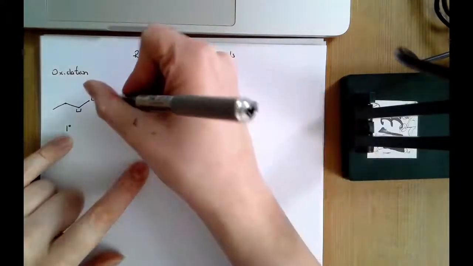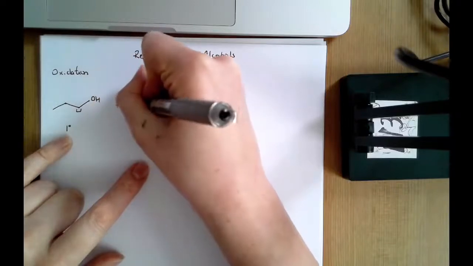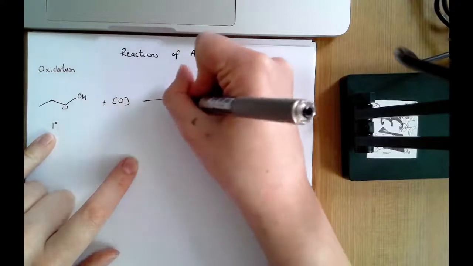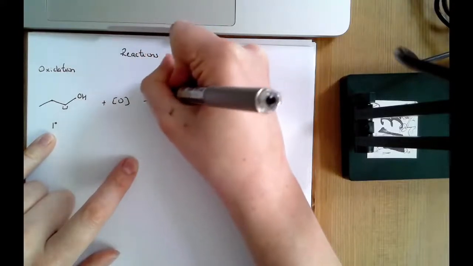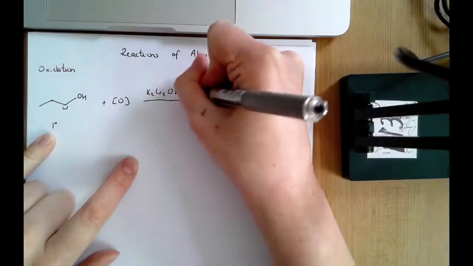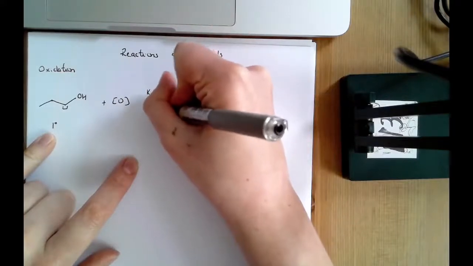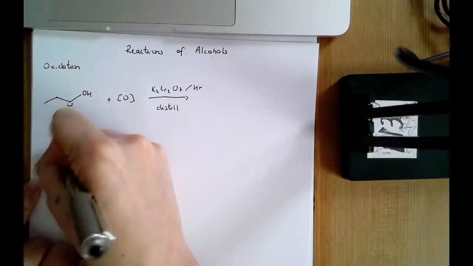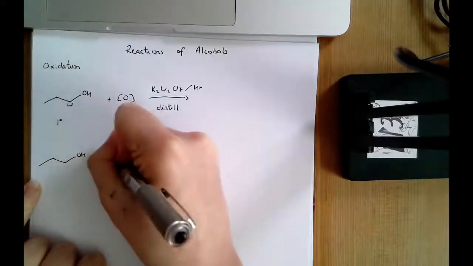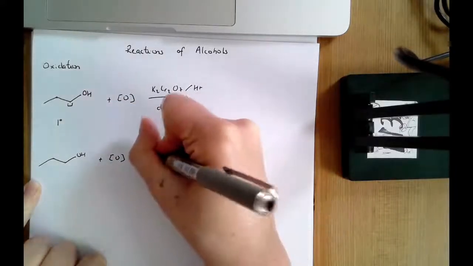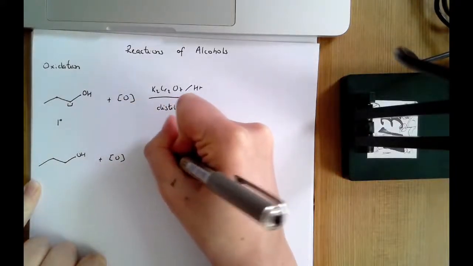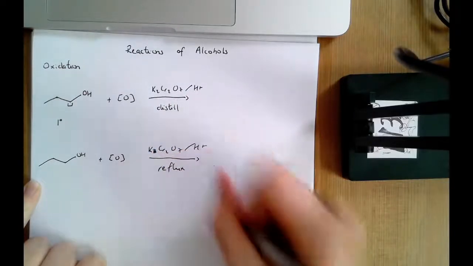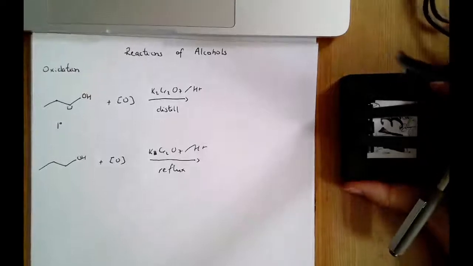If your primary alcohol is oxidized, and I use O in square brackets to represent oxidation, if it is oxidized using acidified potassium dichromate and distillation, you are going to form an aldehyde. If your same primary alcohol is oxidized using that same reagent, which is acidified potassium dichromate, but you use reflux instead, then you're going to form a carboxylic acid.